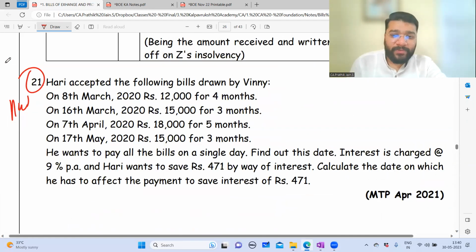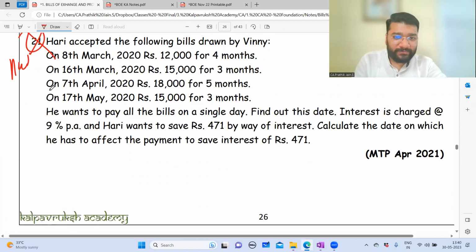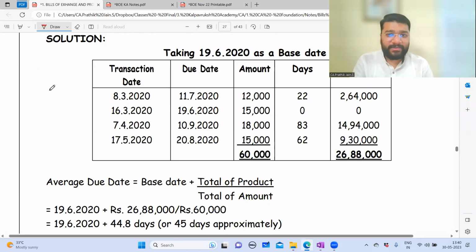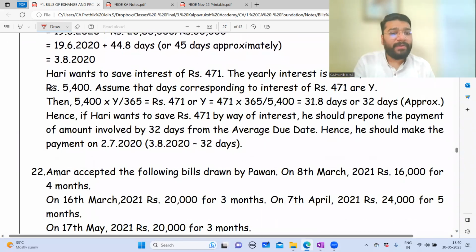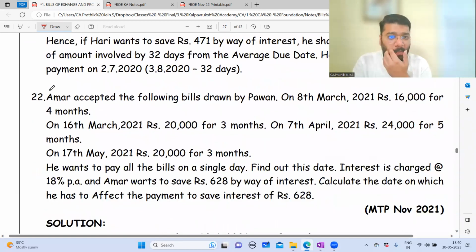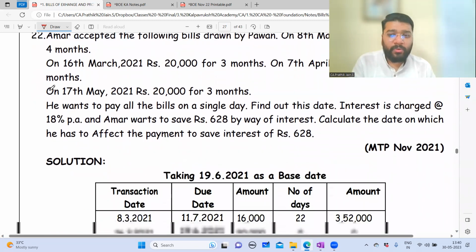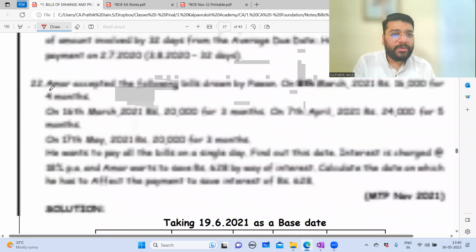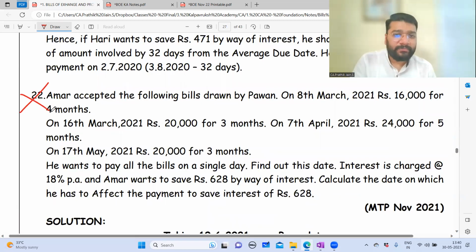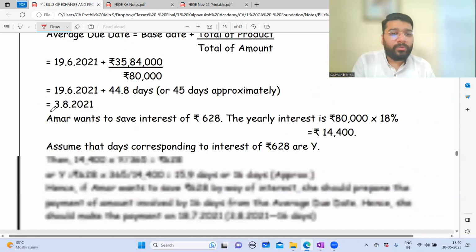This is an average due date question. I don't know why it came here. 21 question has nothing to do with bills of exchange. Leave 21, leave it. Just check what that is. 22 question also should not come. 22 question is also wrong. This is not a bills of exchange question. 21, 22.